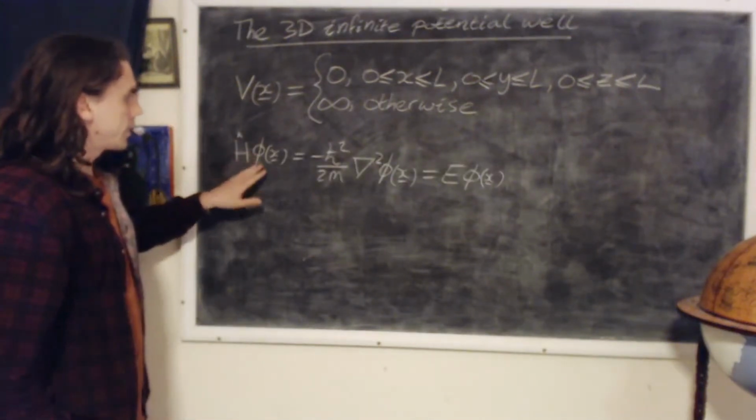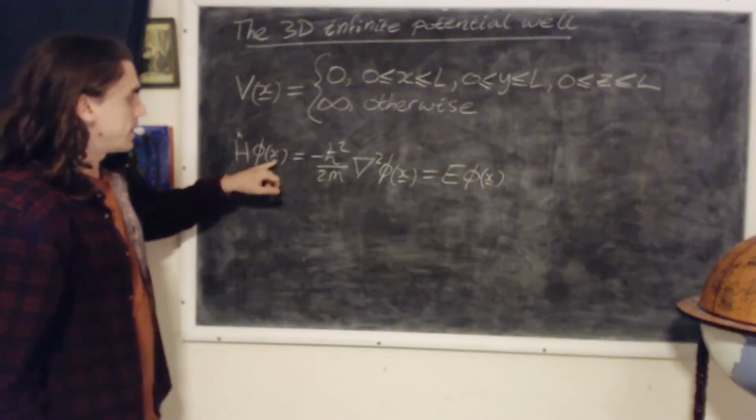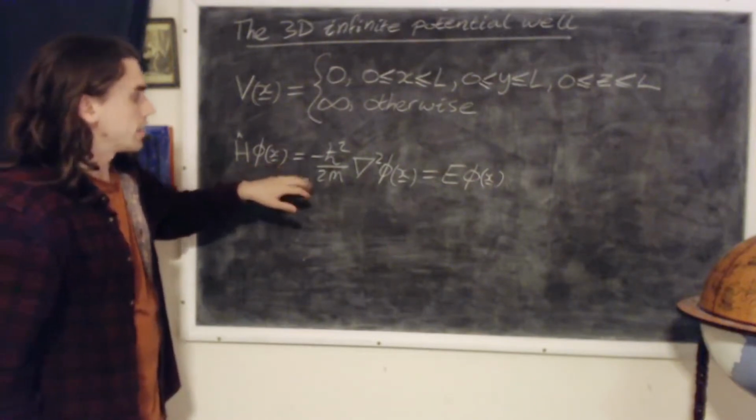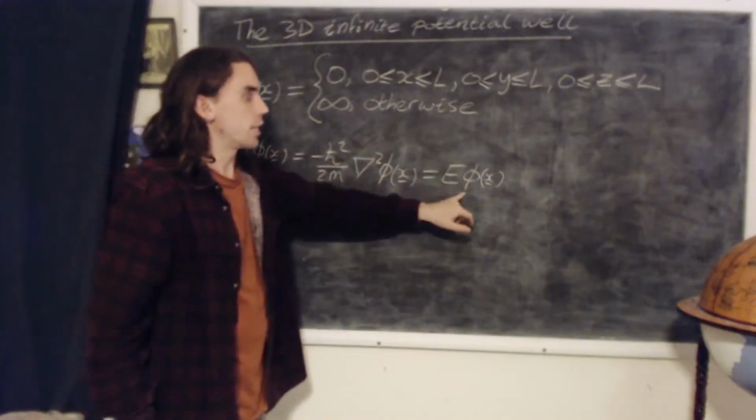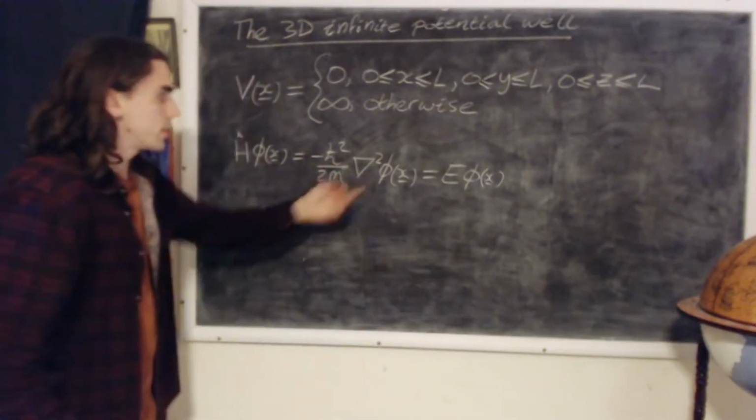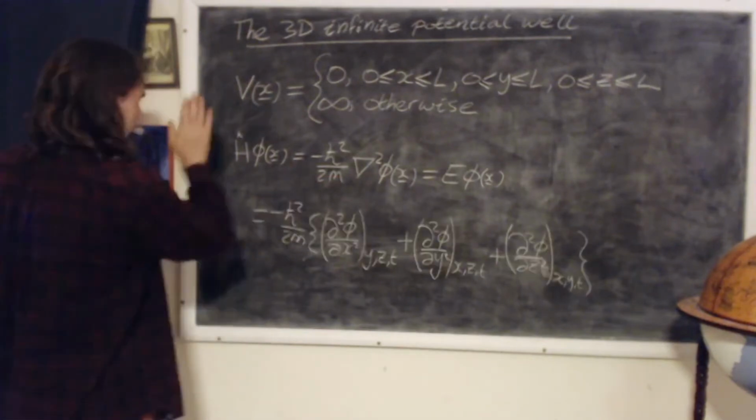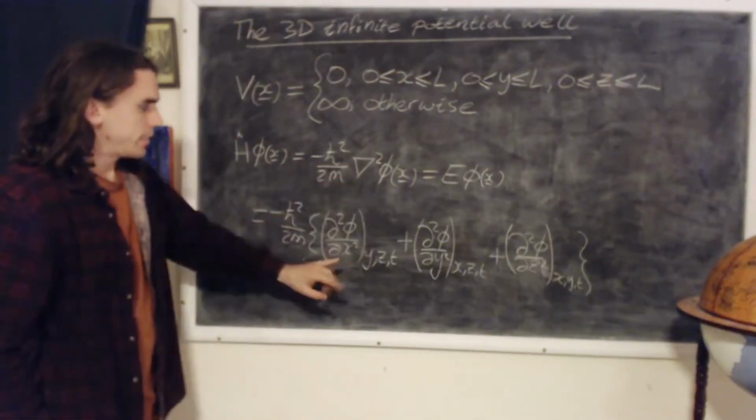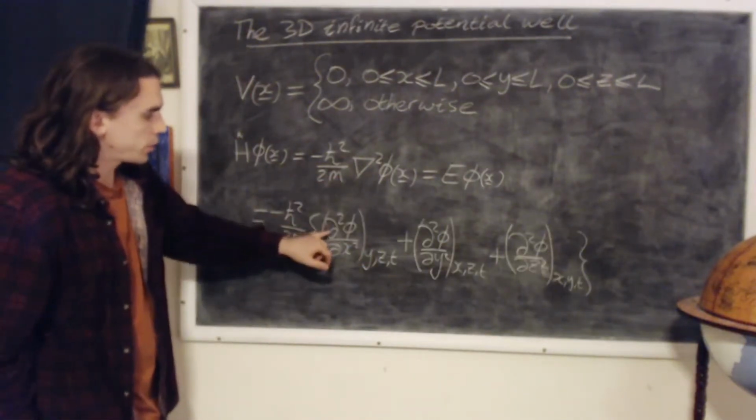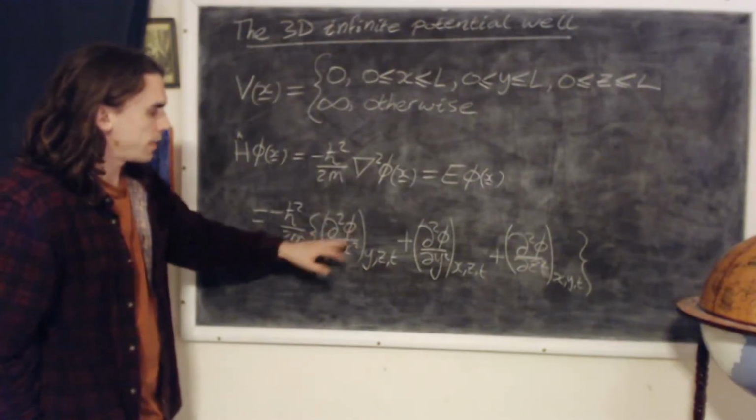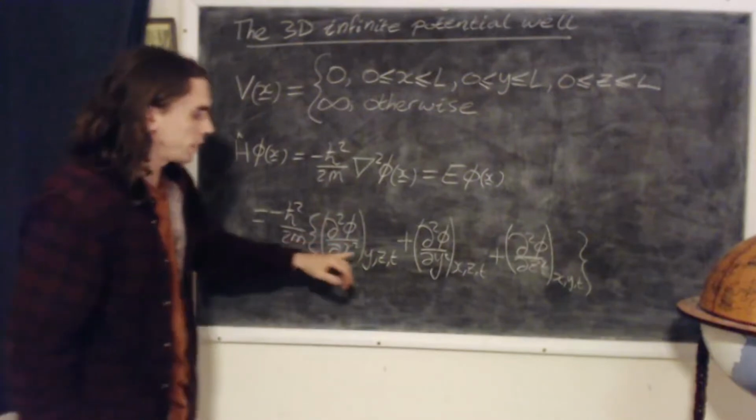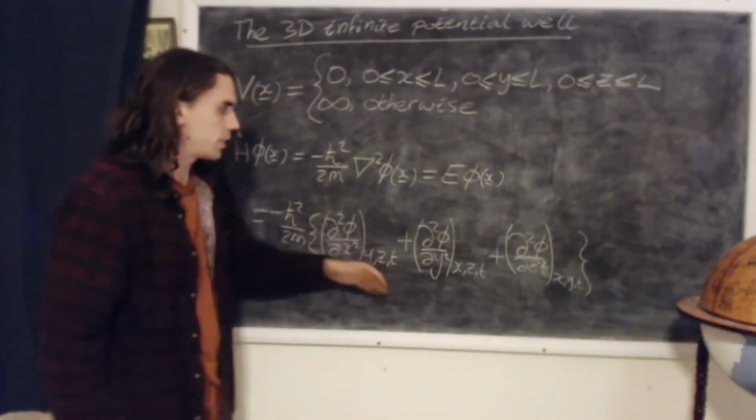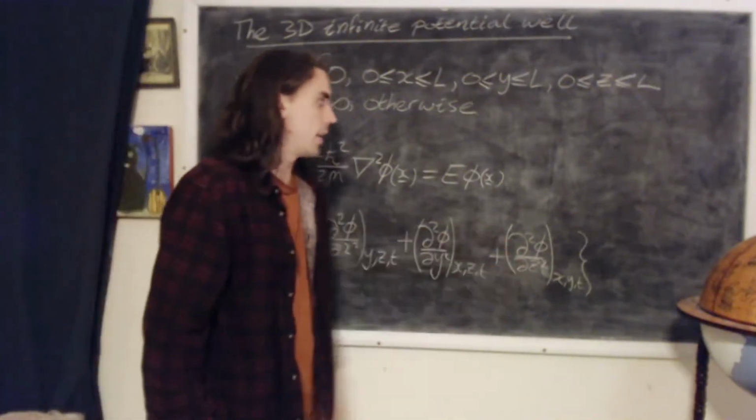So the time-independent Schrodinger equation takes the following form. The Hamiltonian acting on phi of x, where again this is a three-dimensional vector, is given by minus h bar squared over 2m grad squared phi of x, which equals the energy times phi of x. And grad squared here can be expanded as follows. It's the sum of three terms: the partial derivative of phi with respect to x twice, so d squared phi by dx squared, while holding y, z and t constant, and then the equivalents for y and for z.